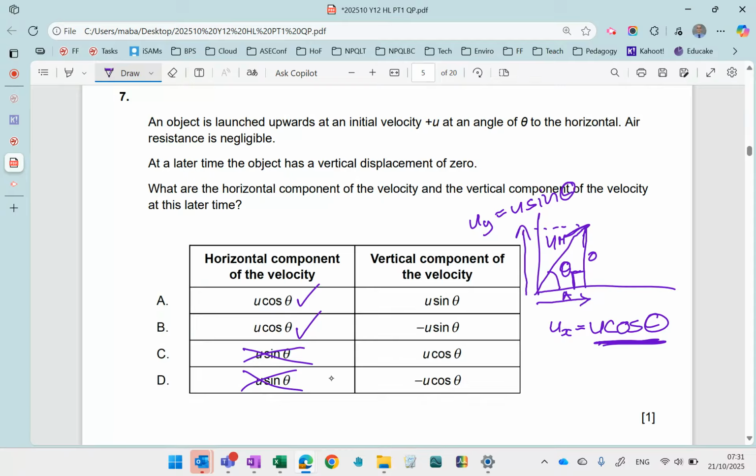Now we've just got to choose between these two, and hopefully you can see that if we start off with this velocity initially, at the end we're going to end up with this velocity. It's going to be exactly the same magnitude as the initial vertical component of velocity, but now it's going downwards. Why? Because it's been accelerating downwards throughout its entire flight. So that's going to be minus U sine theta, which is B.